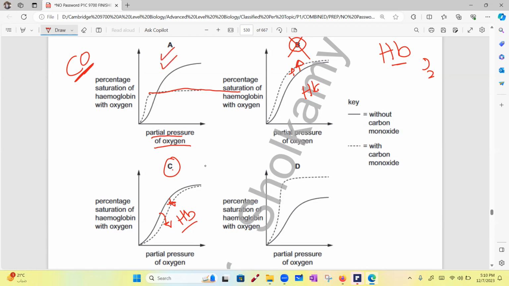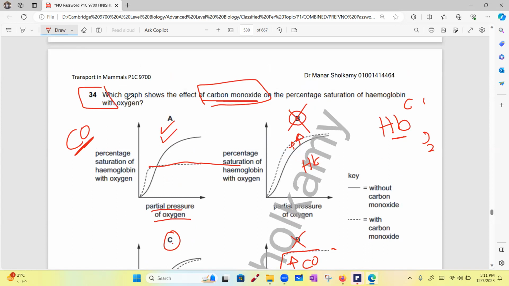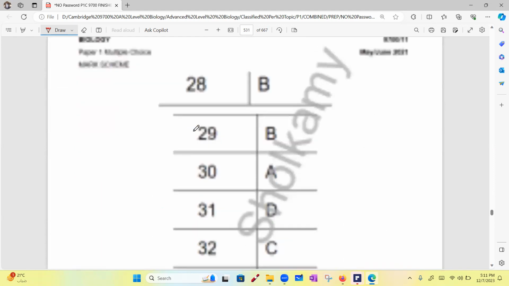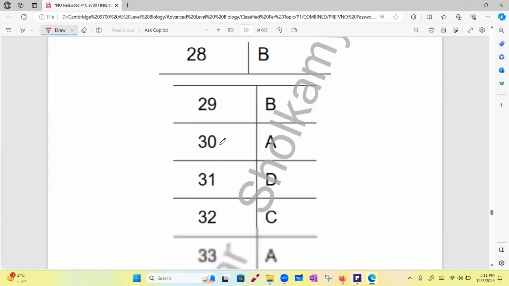So A is correct. Now D, in the presence of carbon monoxide, will the affinity increase? This is telling you that the affinity increased in the presence of carbon monoxide. Is this correct? No. So D and B are both definitely wrong. Do you all understand this question? This question is not very nice. Anyone has any questions over this question? Okay, we finished. Wow. Any mistakes? Not yet. Very good. Okay.